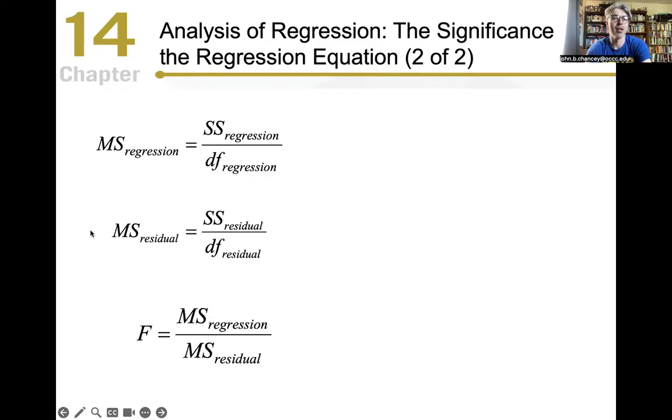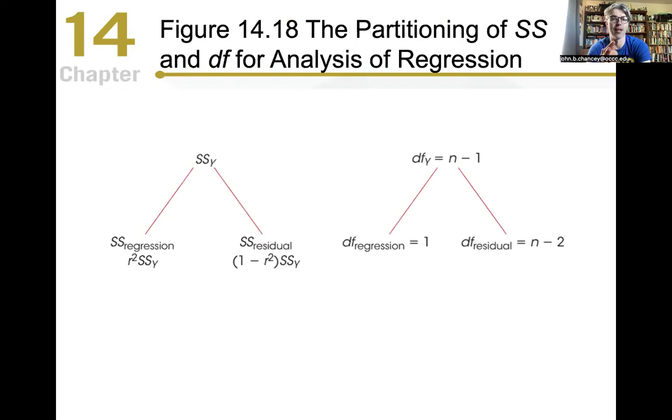So again, just a reminder, mean squares for regression is sum of squares regression over degrees of freedom. Mean squares residual is sum of squares over degrees of freedom. And then to find F, it's going to be regression over residual: what's predicted over what we actually see. So here's a breakdown of that.